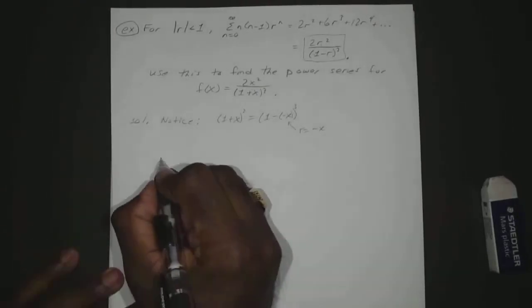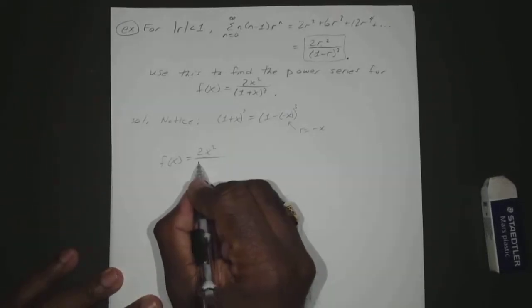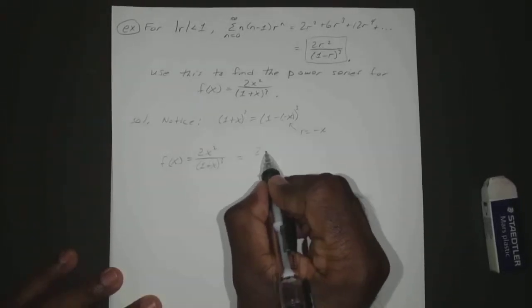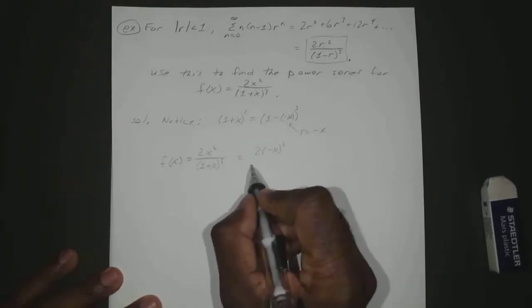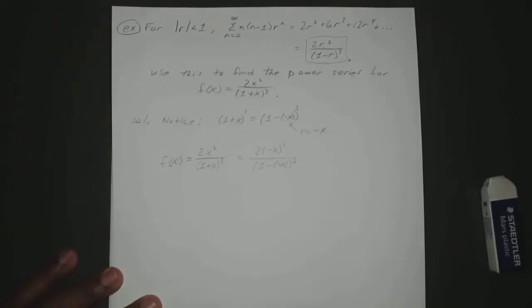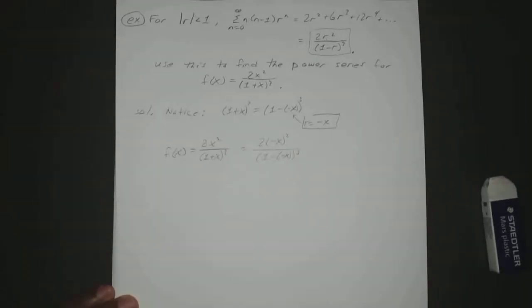Okay. So your f of x, which is 2x squared over 1 plus x to the third, would have to equal 2 times negative x squared over 1 minus negative x to the third. That's one of those really easy mistakes. So clean that up a little bit. Okay, again, we let r equals negative x. Yeah, I guess it's squared. It doesn't matter if we just make the top one negative. Oh, no, it doesn't matter at all.